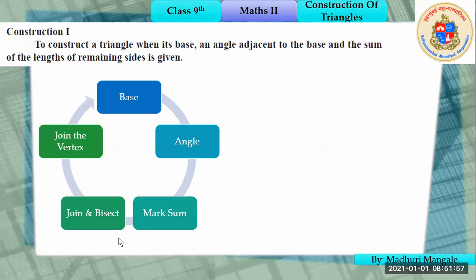So here are the steps. First we start with drawing the base, right? Three things are given in this type of construction: base is given, angle is given, and the sum is given. So we start with drawing the base, then we draw the given angle, and finally we mark the sum. Once we mark the sum, we join it and bisect it, right? Join and bisect, and once you bisect, you get the third point that completes the construction. Correct? This was construction 1.